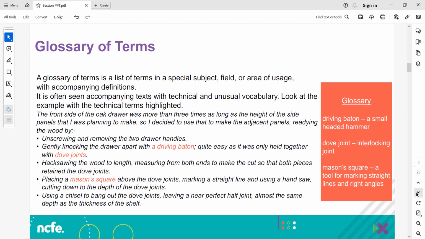So the writer is explaining how they made, I think they're making or taking apart some drawers. And often for glossaries, the words or phrases that are in the glossary, where they appear in the text, are a different color, as you can see here on the screen, or they might be in bold, just to highlight to the reader, so to yourself, that you are able to go and look those up in the glossary. So just to aid your understanding.